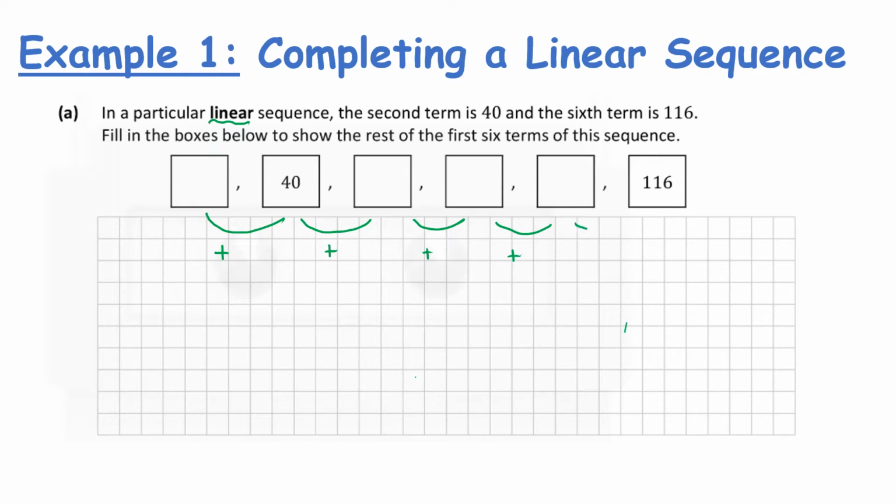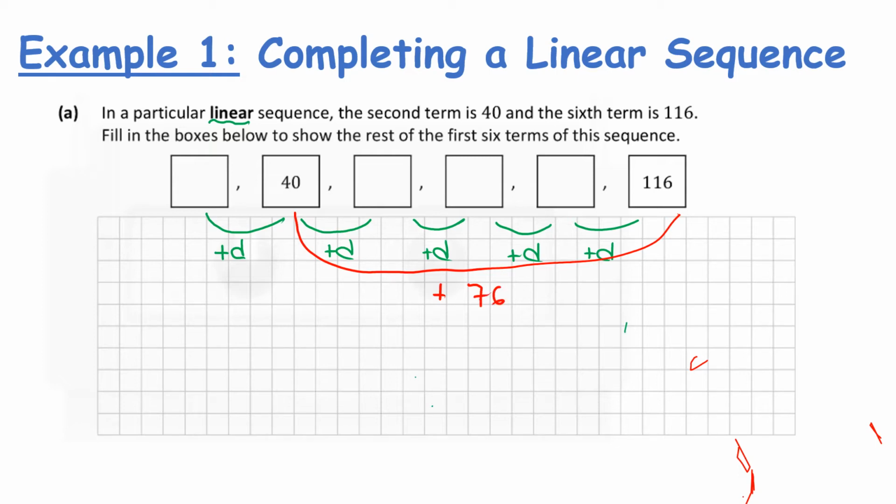Okay, so I know I'm adding on some number, and I'm going to call that D. Now, I don't know D, but they have given me two terms. So I'm going to say, well, if I want to jump from 40 all the way to 116, I know what I have to add. So I do 116 minus 40, and we get 76. So I've added 76 here.